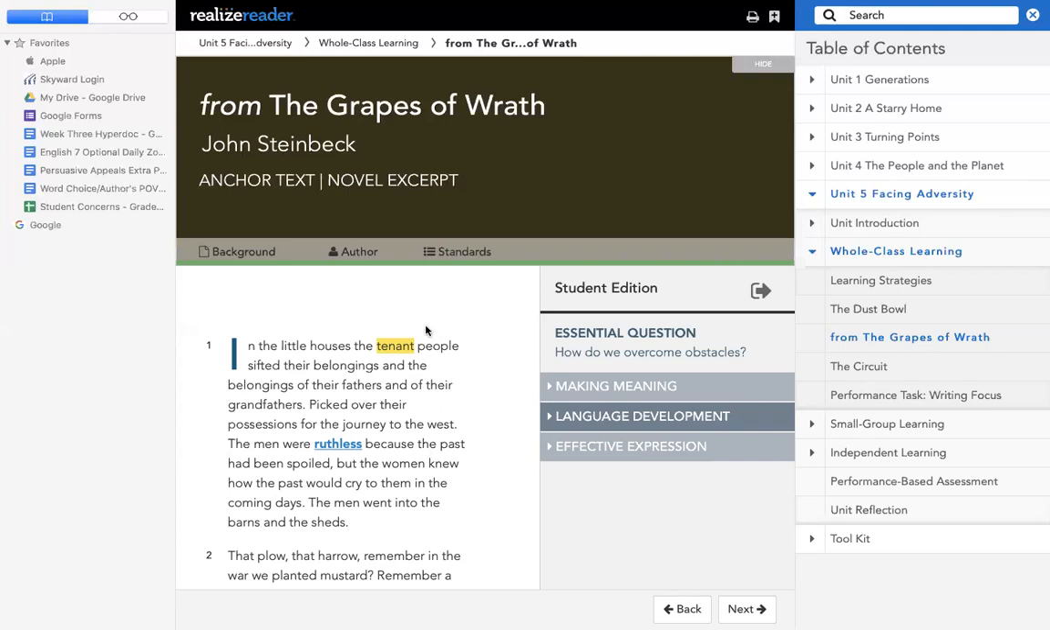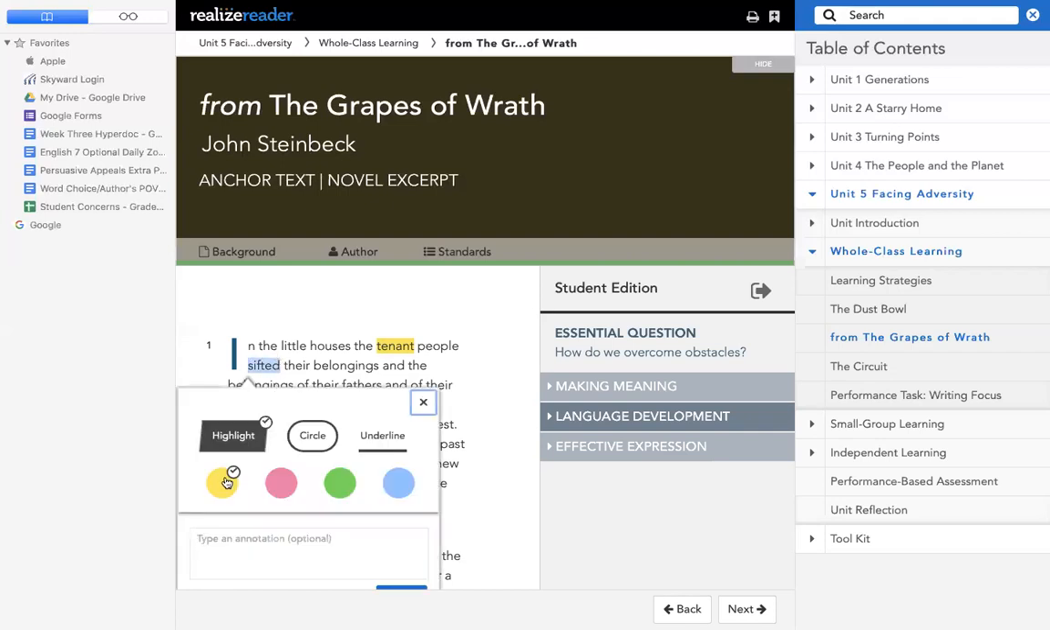Now I'm going to go through and see if there are any other words I'm going to highlight that I am not familiar with. Sifted might be a good one. You might not know that word.